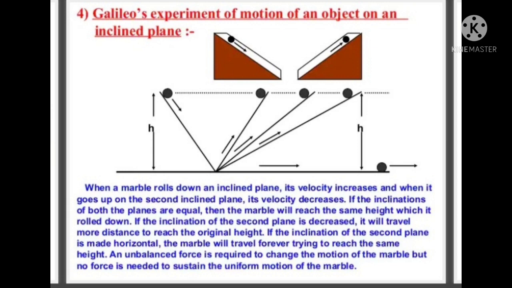Galileo's experiment of motion of an object on an inclined plane. When a marble rolls down an inclined plane, its velocity increases, and when it goes up the second inclined plane, its velocity decreases. If the inclination of both the planes is equal, then the marble will reach the same height from which it rolled down.